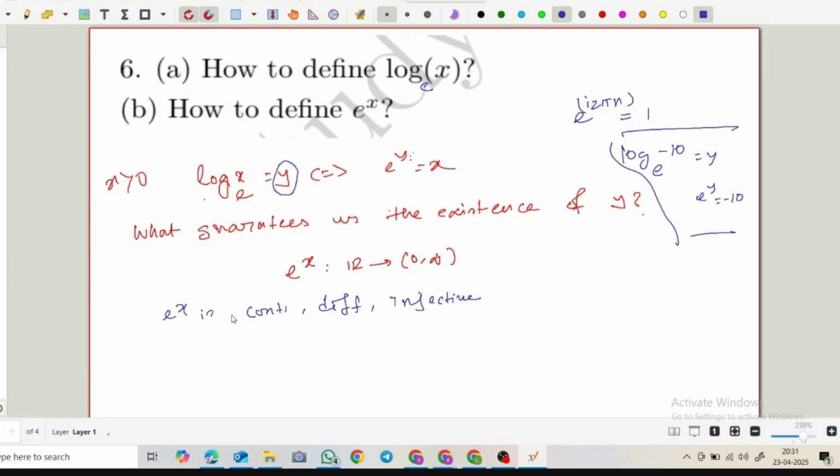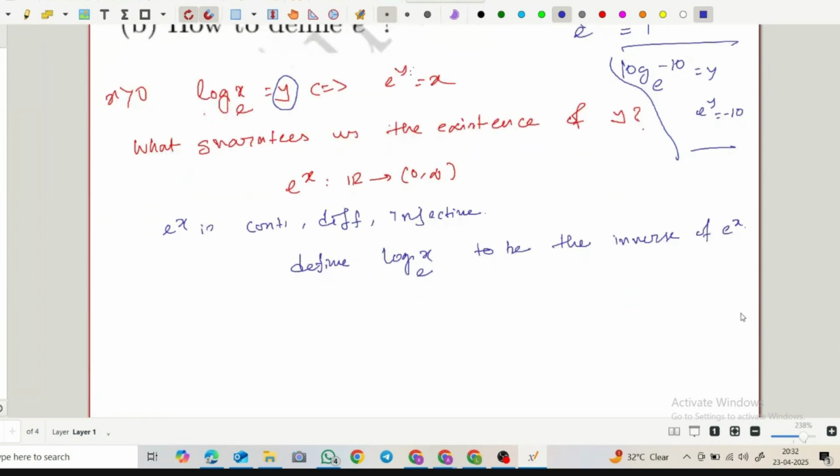Yeah. So you see, e to the power x is continuous, differentiable, and injective, and we know that it has an inverse, which is also continuous, injective, and differentiable by our last problem. So define log x base e to be the inverse of e to the power x. Okay, that's pretty direct. But now is the next catch.